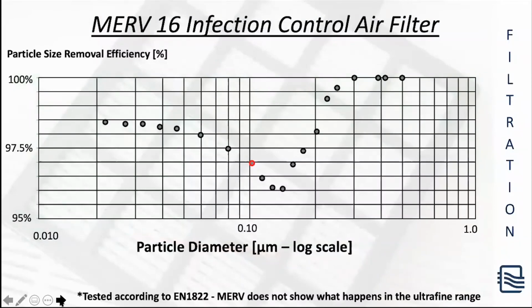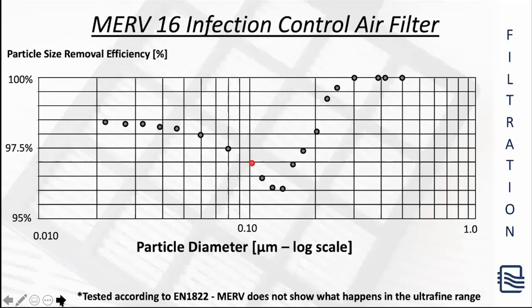Now, there happens to be an air filter. It's a MERV 16, what's called an infection control air filter, that has been tested beyond the standard MERV scale. Okay, so the MERV chart goes up to MERV 16, and that's as high as it goes. So it only rates the efficiency on that filter at 0.3 microns. And one of the problems that we have, again, is that the virus is smaller than 0.3 microns.